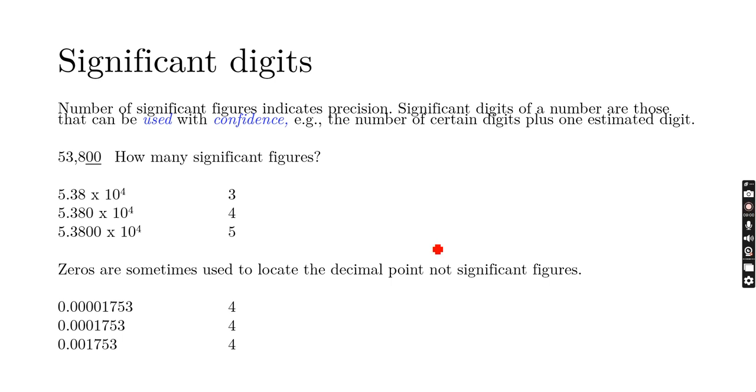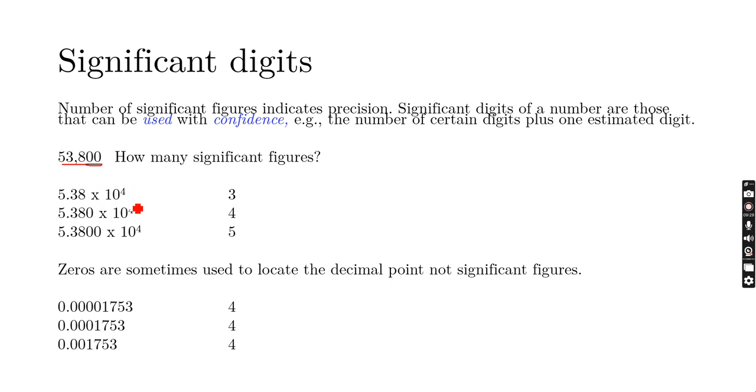Yeah. So now comes the topic of significant digits. So what do we mean by significant digits? It's the number of figures that can be used with confidence for calculation or for determining a number. So suppose we have this 53,800. In this, it depends on how you want to write this number.